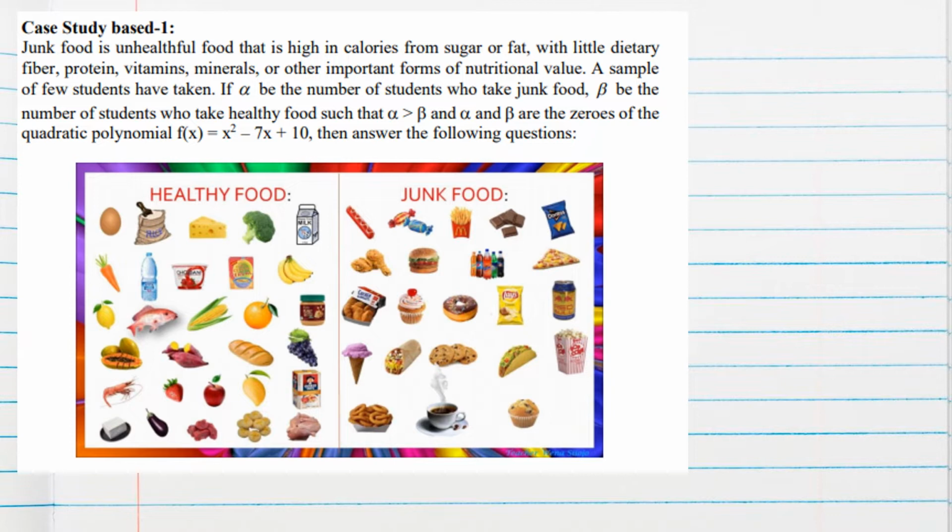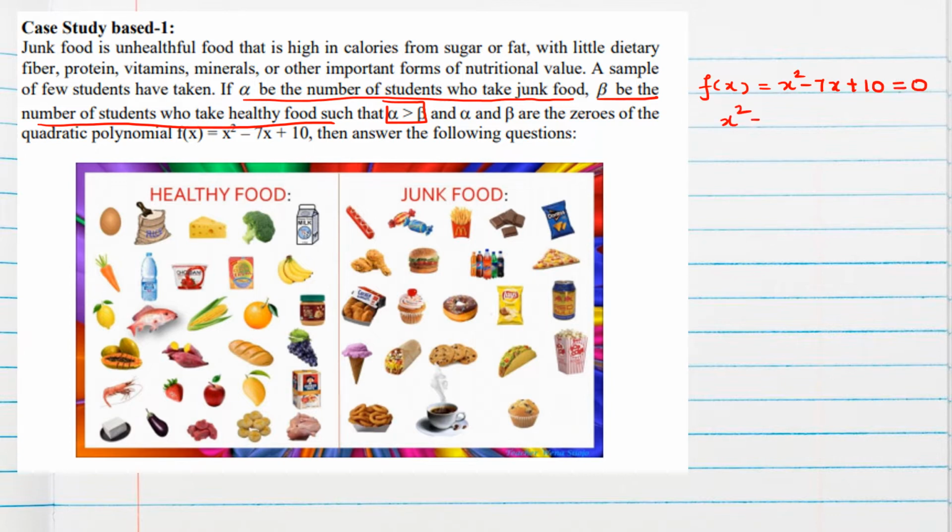A sample of a few students has been taken. Alpha be the number of students who take junk food and beta be the number of students who take healthy food. And a relation is given between alpha and beta. And alpha and beta are zeros of the polynomial. Okay. So first we'll try to find the values of alpha and beta. So x square minus 7x plus 10. If you factorize this, to find the zeros, we should equate it with 0.